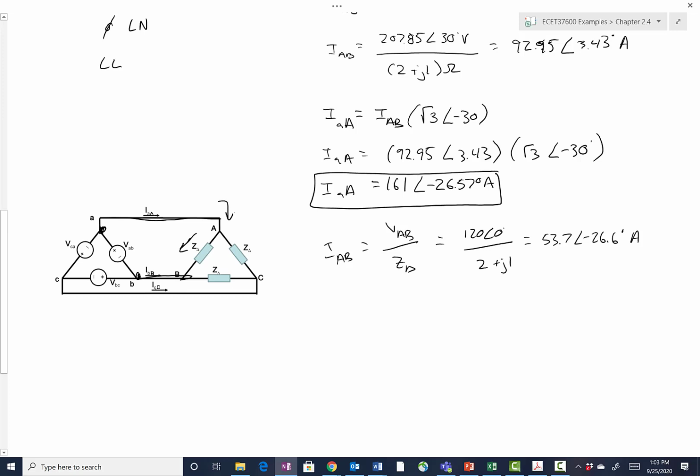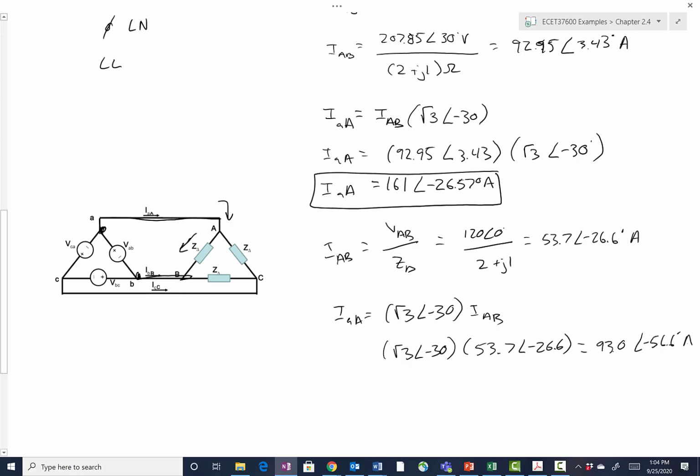We now need to do a line to phase transformation to get the line current, and so IAA is equal to root 3 angle negative 30 times IAB. So that's that transformation. So that's root 3 angle negative 30 times 53.7 angle negative 26.6. And so you do that math, you get 93.0 amps at an angle of negative 56.6 degrees. So that's this current here.